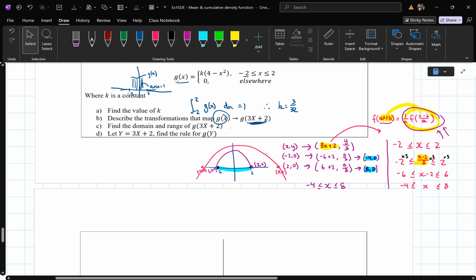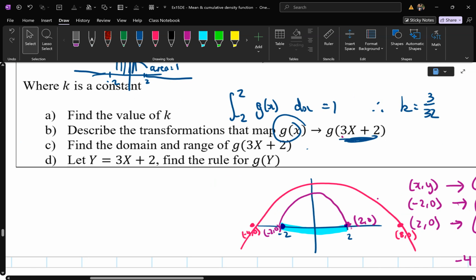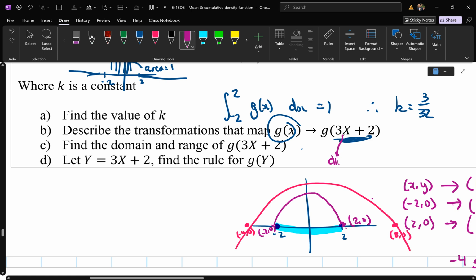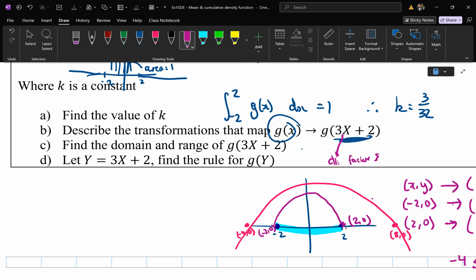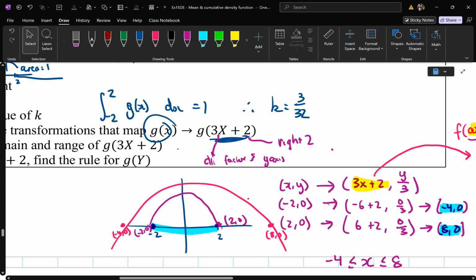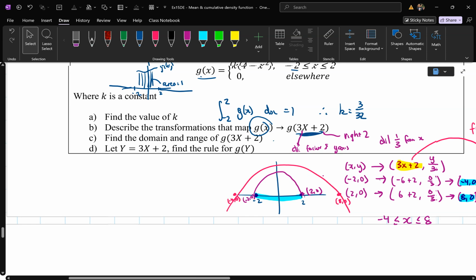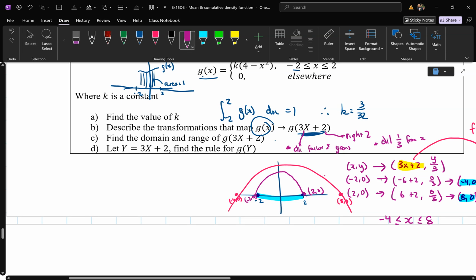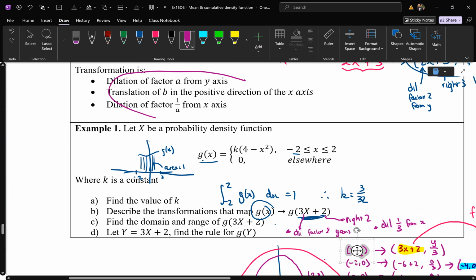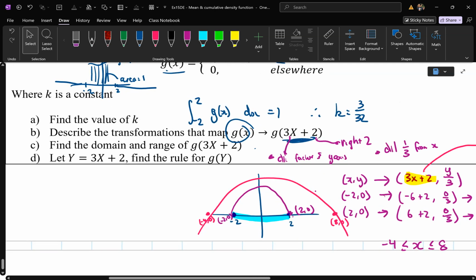So when they say describe the transformation, you can look at this and say, well, that's just a dilation of factor 3 from the y-axis. So it's a horizontal stretch. This is to the right by 2. And don't forget you also have a dilation of factor 1 on 3 from the x-axis. So it's a vertical compression just to compensate for that area change. But those are your 3 transformations there. It's dilation, and then dilation again, and the translation. And then find the domain and range.